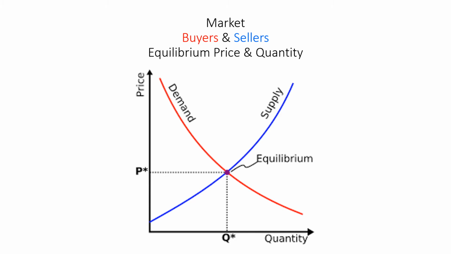Chapter 3 introduces students to one of the most important economic concepts covered in the microeconomics course, and that is market economics. The interaction of buyers and sellers, which determine equilibrium, price, and quantity in the market. Students will be introduced to market economics.